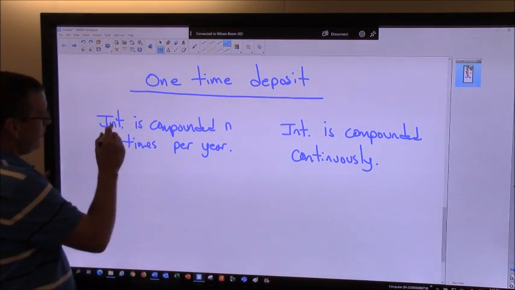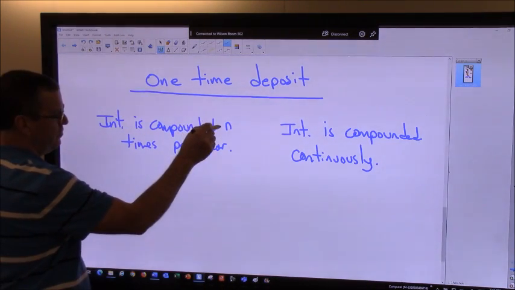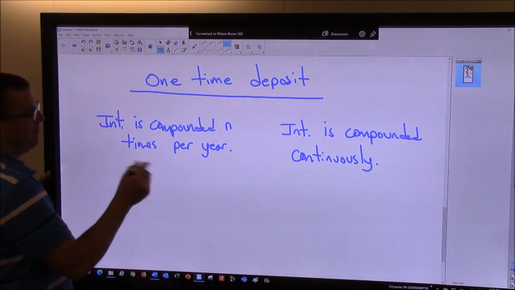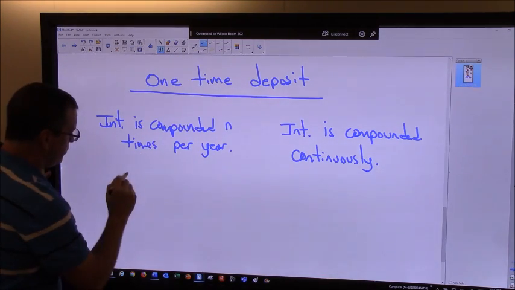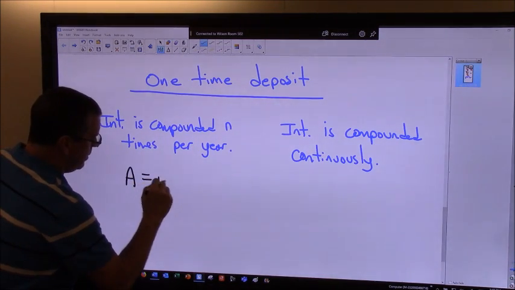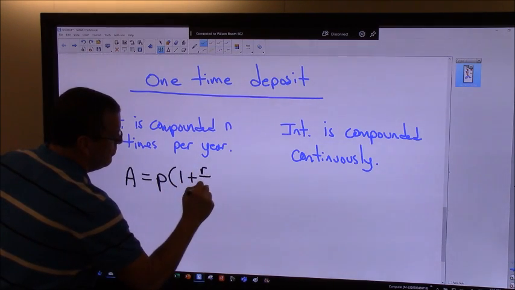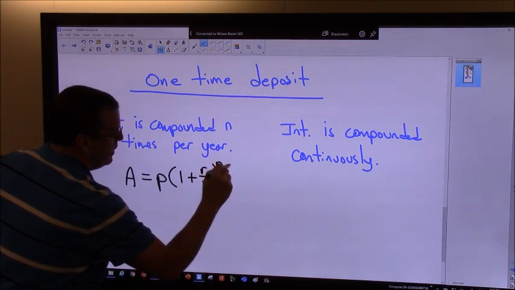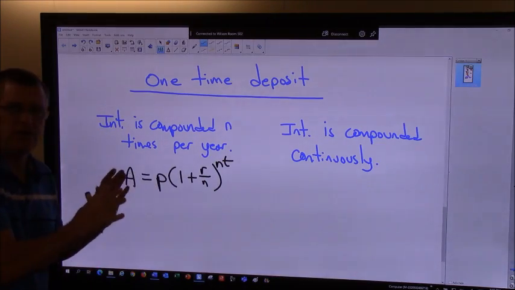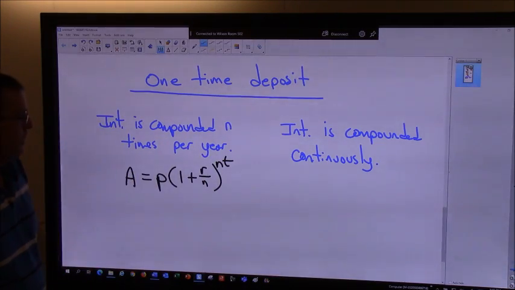So, interest is compounded a certain number of times per year. The formula that we want for that is this. A equals P times (1 plus R over N) raised to the NT. And we'll talk about what all these variables mean here in a second.